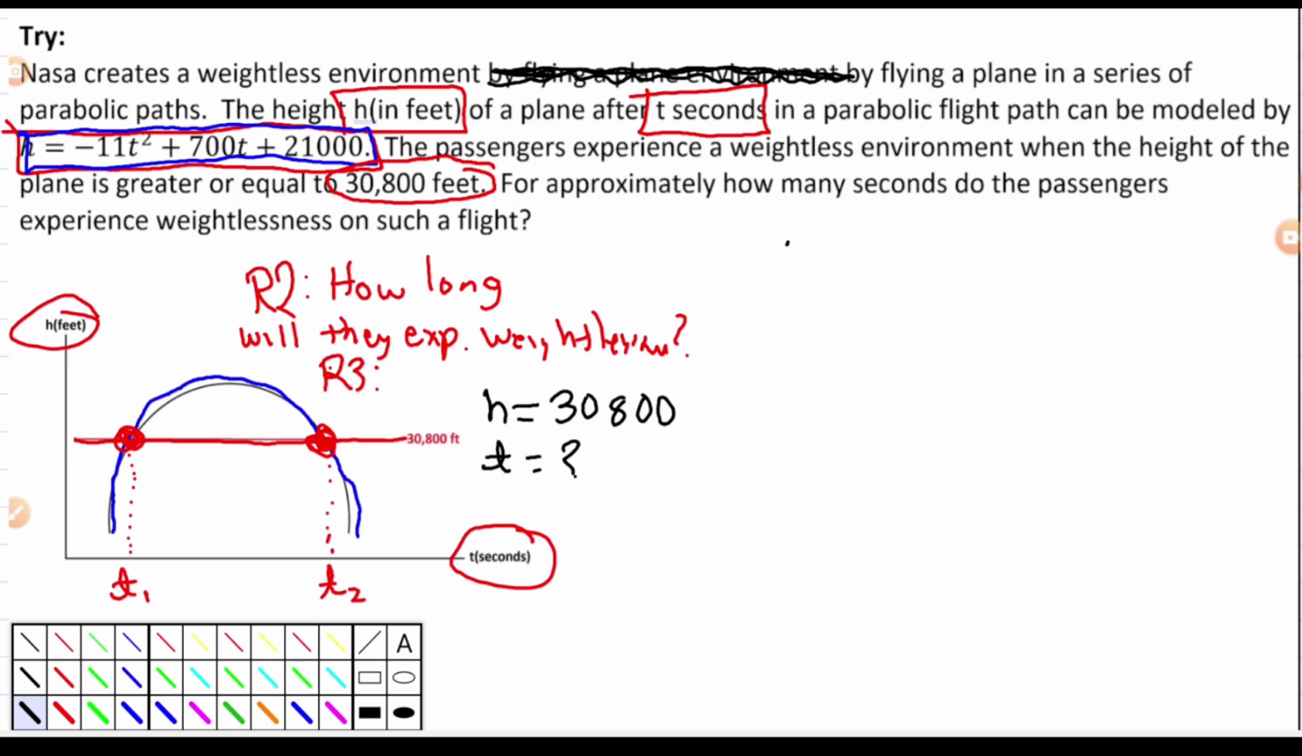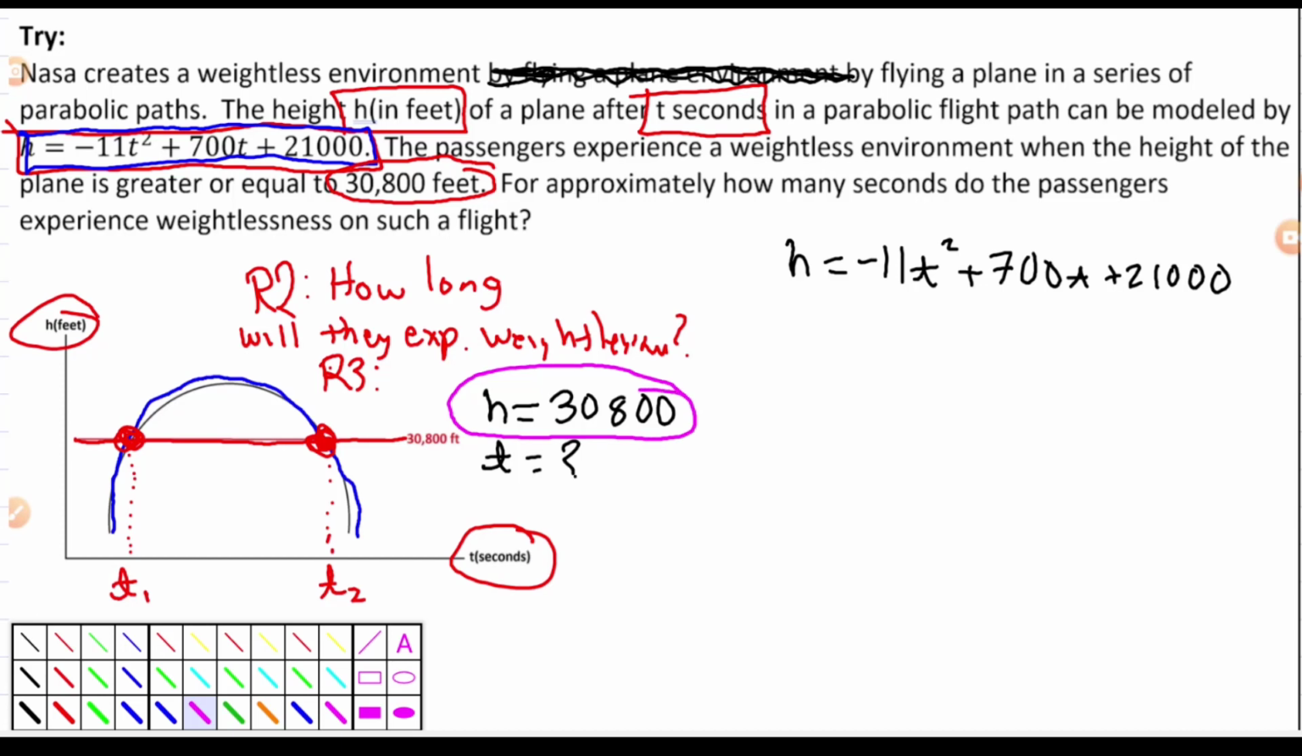So let's go ahead and use this equation. Let's see if we can solve it. Now I know it looks a little crazy, but you've been doing this for a while, so this shouldn't be too bad. Plus 700t plus 21,000. Okay, so there's our equation. We're looking for what time my height is this. So right here where height is, I'm going to substitute in that 30,800 equals negative 11t squared plus 700t plus 21,000, sorry. Now, there's my equation. That's a quadratic equation. We can solve that.